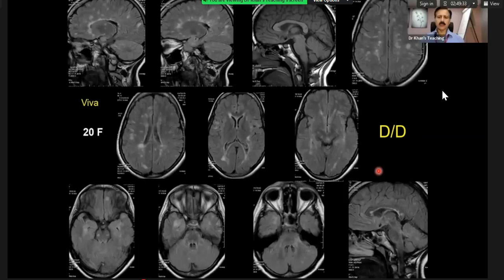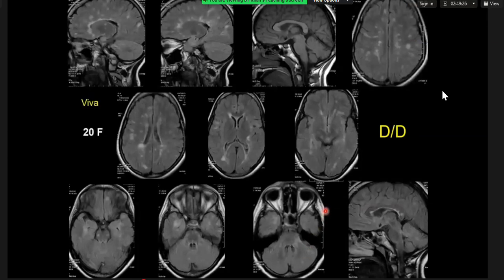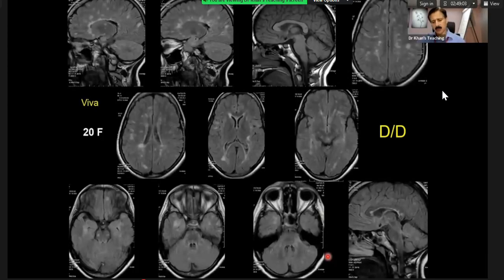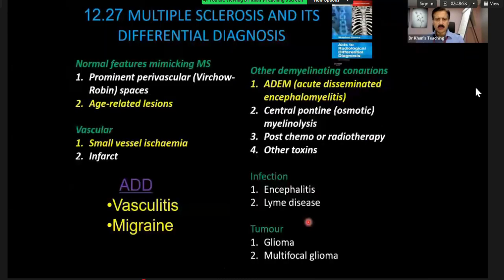And what is your differential? I don't really have any for this distribution. It doesn't look like other white matter diseases like PRES or ADEM because of the distribution. I don't have any other differentials for it in this pattern. Okay, fine. Right now, we will come back to this.